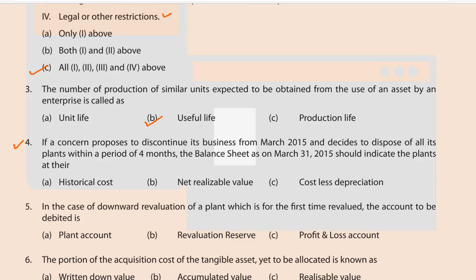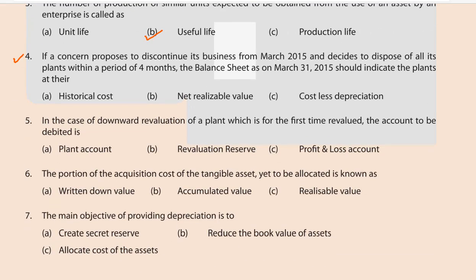Question number 4. If a concern proposes to discontinue its business from March 2015 and decides to dispose of all its plants within a period of 4 months, the balance sheet as on March 31st, 2015 should indicate the plants at their A. Historical cost, B. Net realizable value NRV, or C. Cost less depreciation.